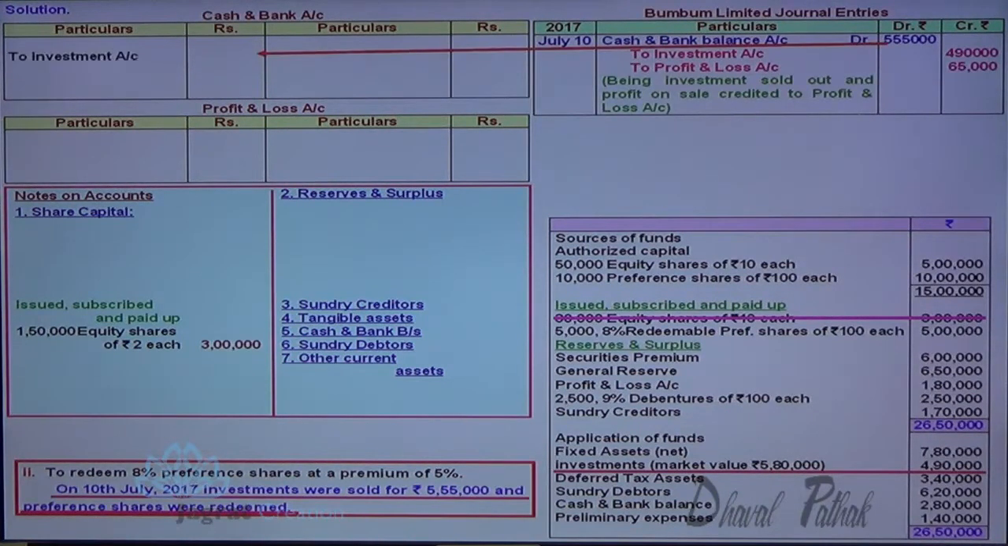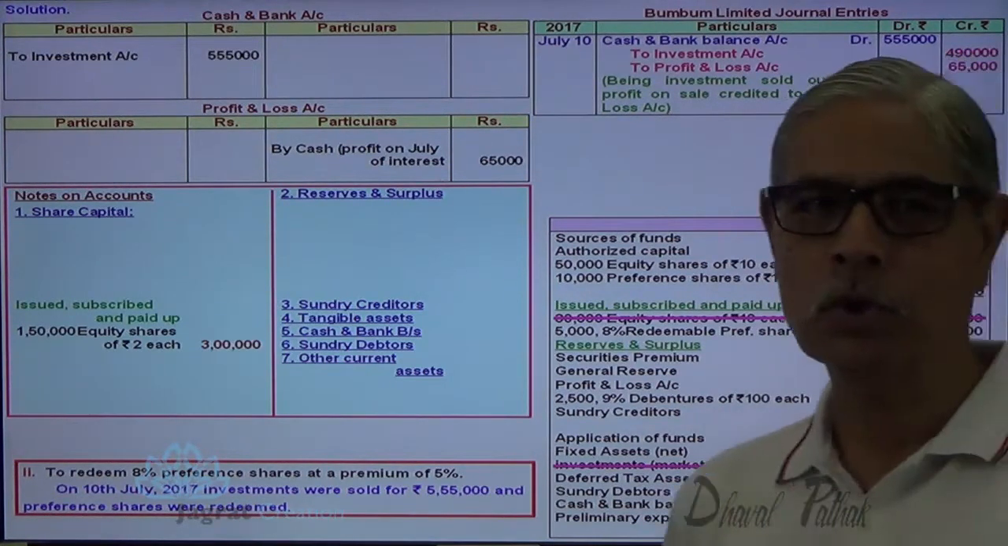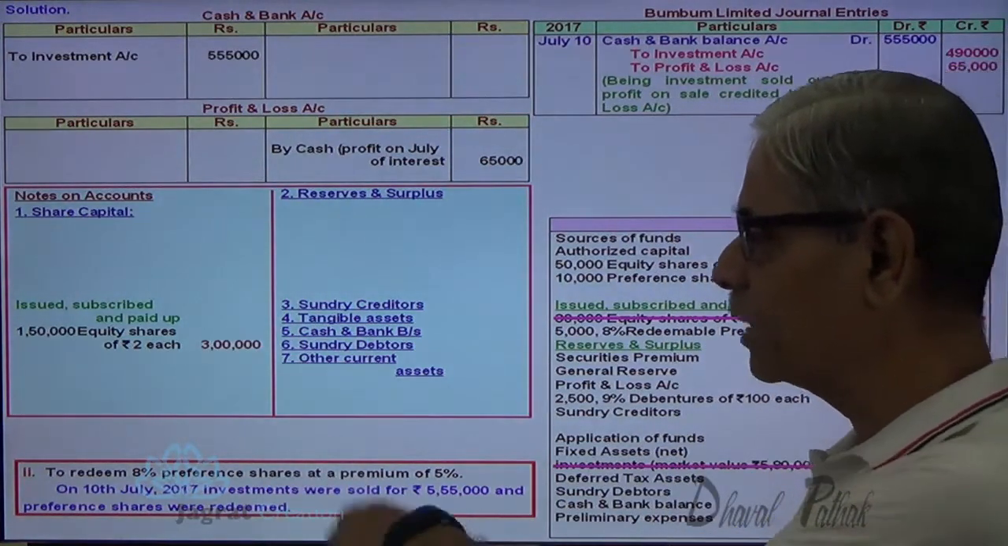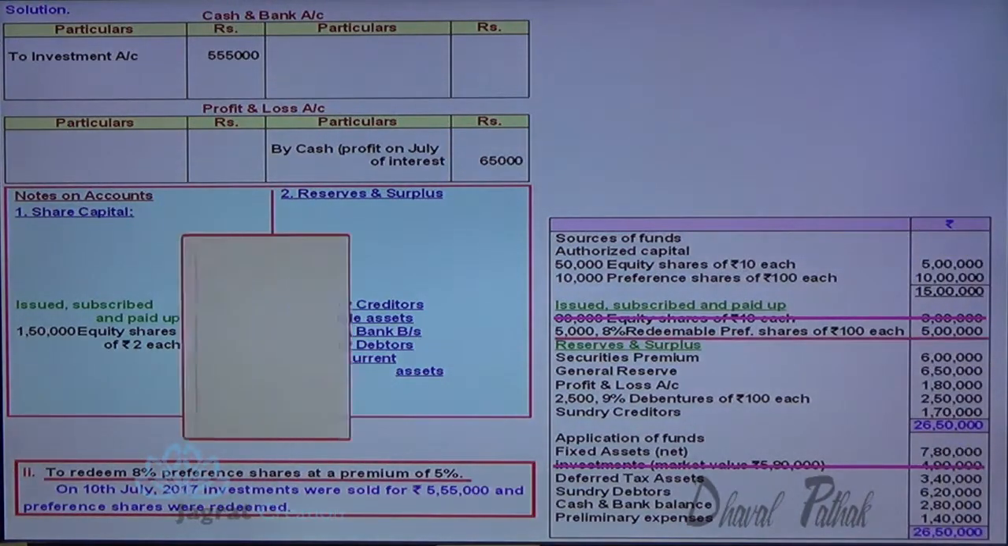So cash and bank account is debited here, profit and loss account is credited. These investments are sold, so cancel. They are sold, so they don't exist now. So investments are sold. Now I am required to redeem preference shares. Let me prepare a working note.